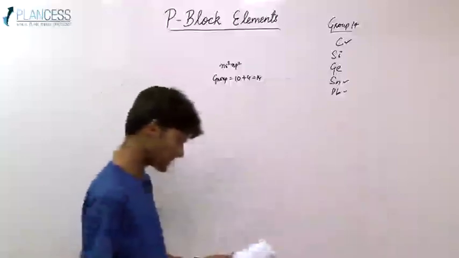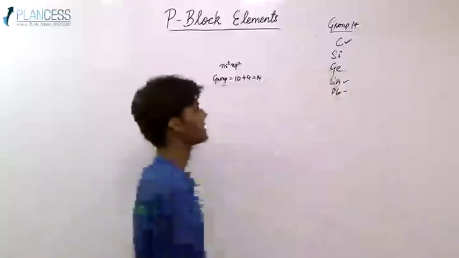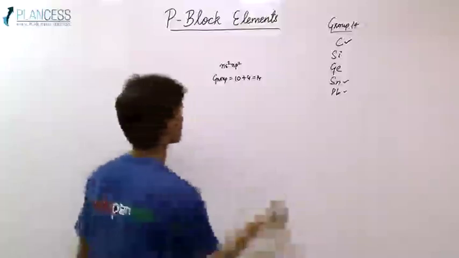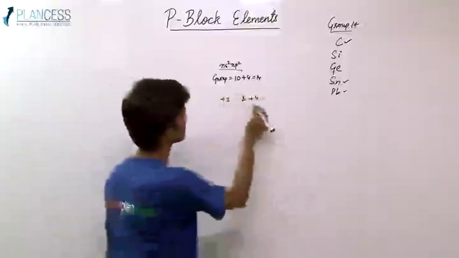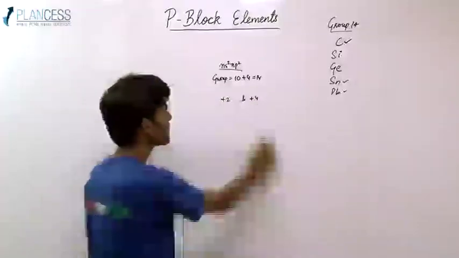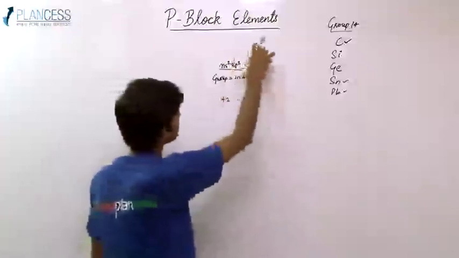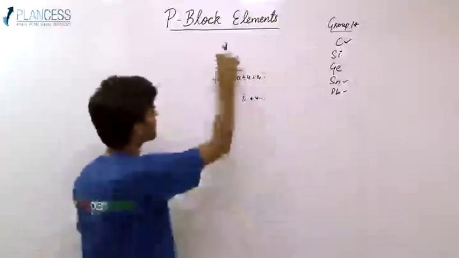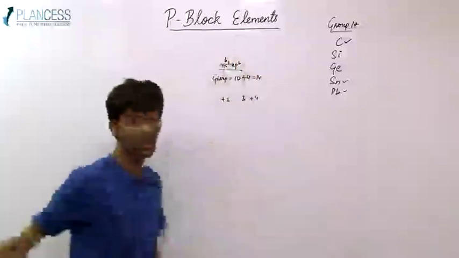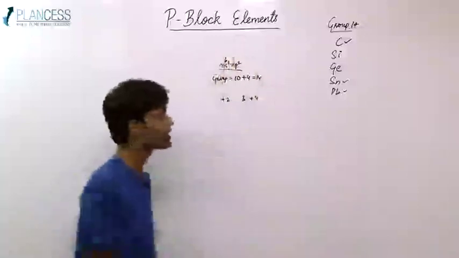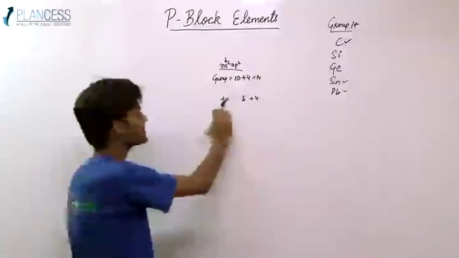Now moving on to their reactivity towards oxygen. They react with oxygen, but as we go down the group, the inert pair effect comes into account. They show two oxidation states, +2 and +4. As we go down the group, the stability of the +4 oxidation state decreases, and the stability of the +2 oxidation state increases, because when we eliminate these two electrons from the p orbitals, the effective nuclear charge on the s orbital electrons is very high, and these s electrons do not participate in bonding.